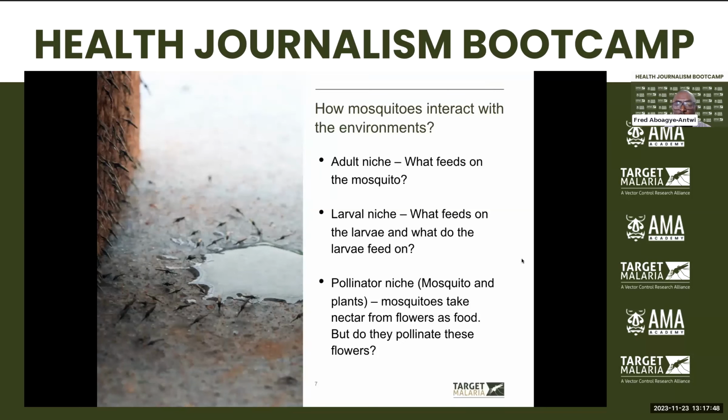And then we also want to understand if these mosquitoes are important in any way in pollinating plants, because pollination is very, very important, not only for the plants themselves, but for all other organisms that may be dependent on those plants. Next slide, please.